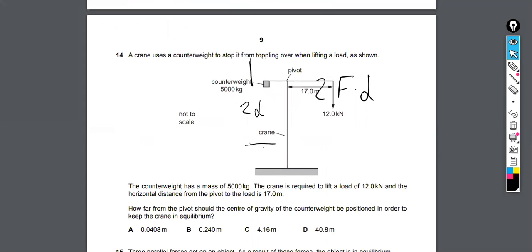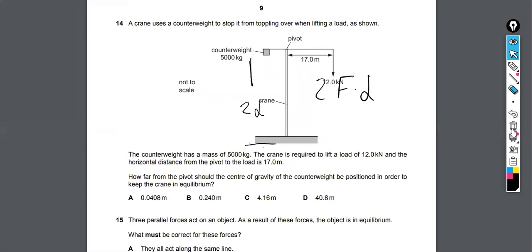Now this one here looks a little bit trickier. It says a crane uses a counterweight to stop it from toppling over when lifting a load, as shown. The counterweight has a mass of 5,000 kilograms. The crane is required to lift a load of 12 kilonewtons, and the horizontal distance from the pivot to the load is 17 meters. How far from the pivot should the center of gravity of the counterweight be positioned in order to keep the crane in equilibrium, or equilibrium if you prefer?